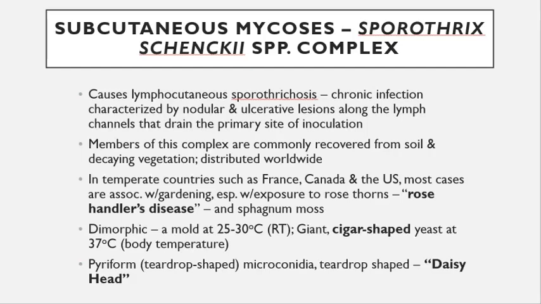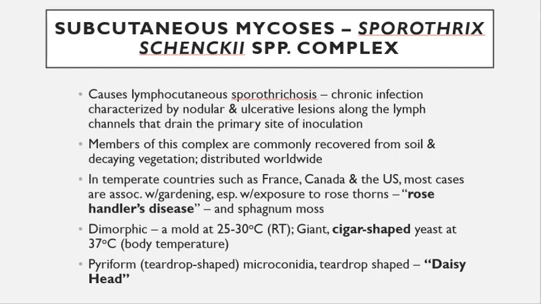Members of this complex are commonly recovered from the soil and decaying vegetation, and distribution is worldwide. It's found in temperate countries such as France, Canada, and the U.S. Most cases are associated with gardening, especially with exposure to rose thorns. It's also known as rose handler's disease.